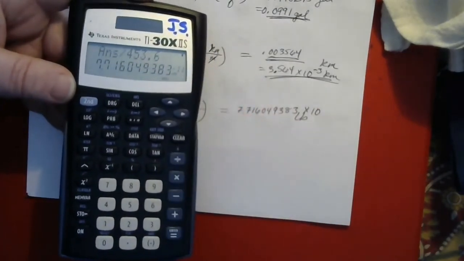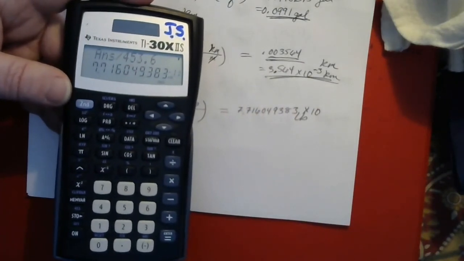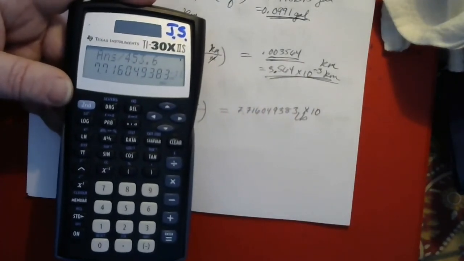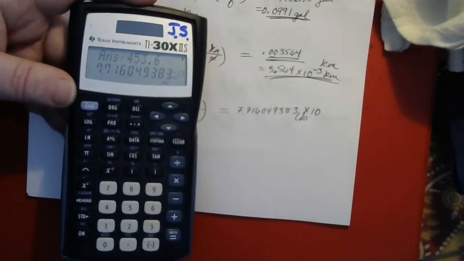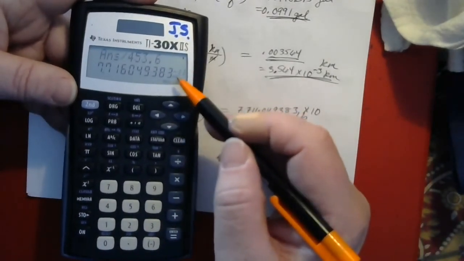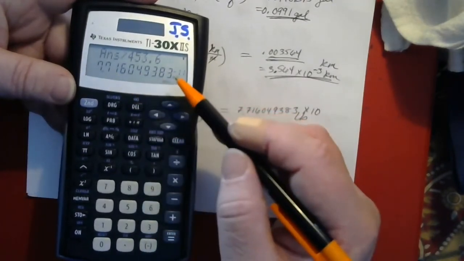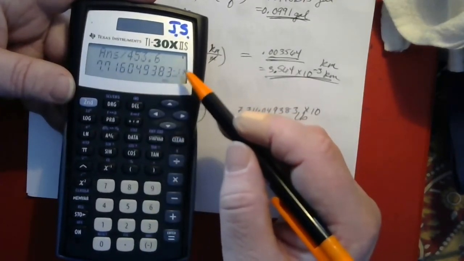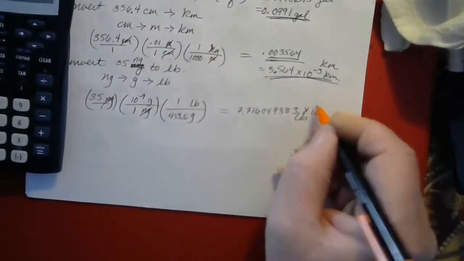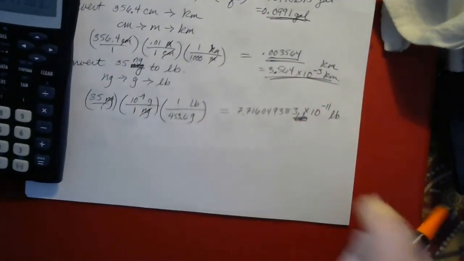So whenever you do a calculation in this class, because we use a lot of numbers that are very big or very small, a lot of times there will be the little times 10 raised to a power at the end. You have to make sure that you look for that so that you don't miss it. So it's this times 10 to the -11 power. And that's the number of pounds.